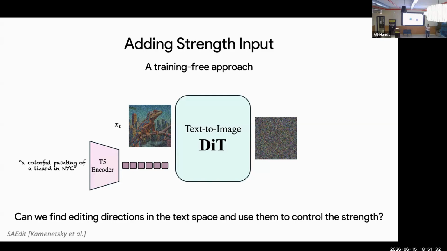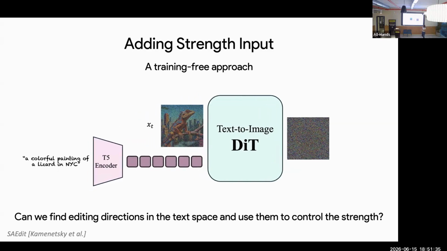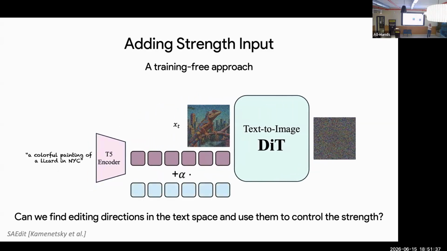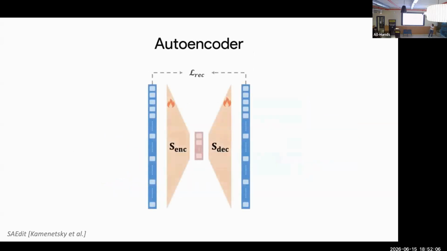And what do I mean by such editing directions? What I would ideally want to find is a sequence of tokens, which I'm going to call a direction, so that I can add it to the prompt that describes the edit or the generation, and multiply this new set of tokens, the blue ones, with a scalar alpha that describes the editing strength. This will be the controller for the editing strength. So let's see how we can find such a direction.